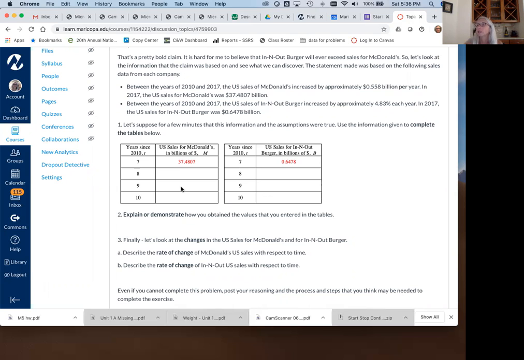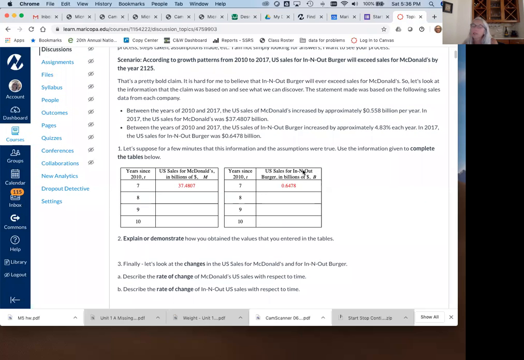Let's now go on and look at the In-N-Out Burger sales. McDonald's sales was all linear. That was all review of everything we had just covered in Unit 1. In-N-Out Burger is a little different. It's not the same as what we covered in Unit 1. But let's see what is going on here.